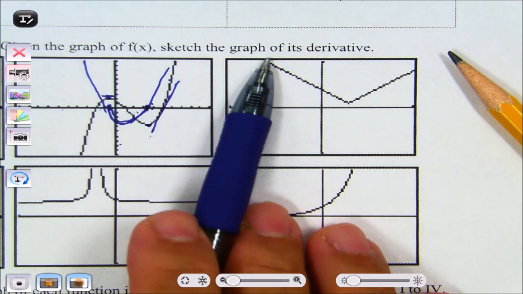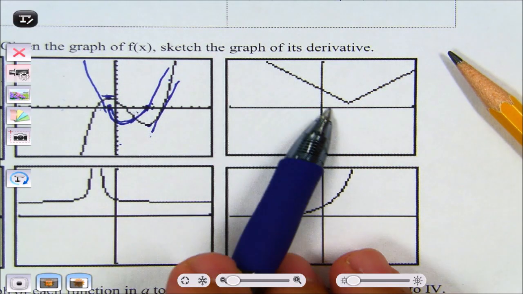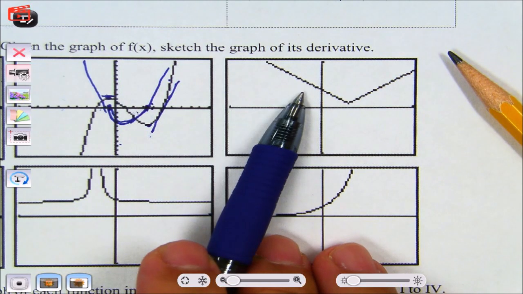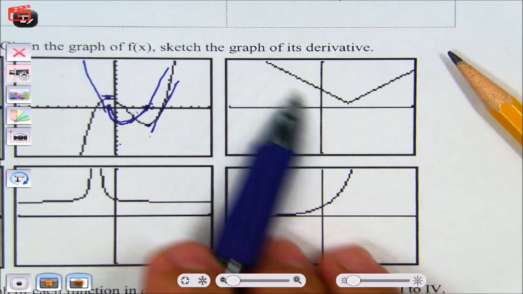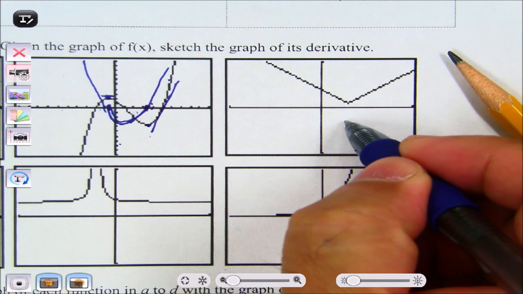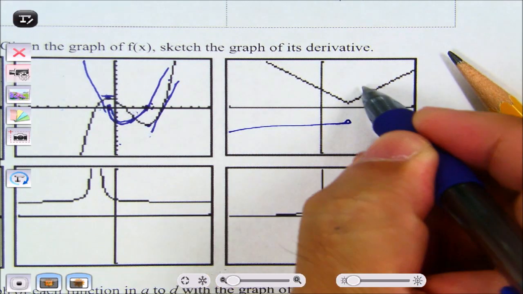Looking at this one, what is the slope of this line? Negative. So like -1. Maybe it's something different. Let's just say it's -1. So that means it looks like this.